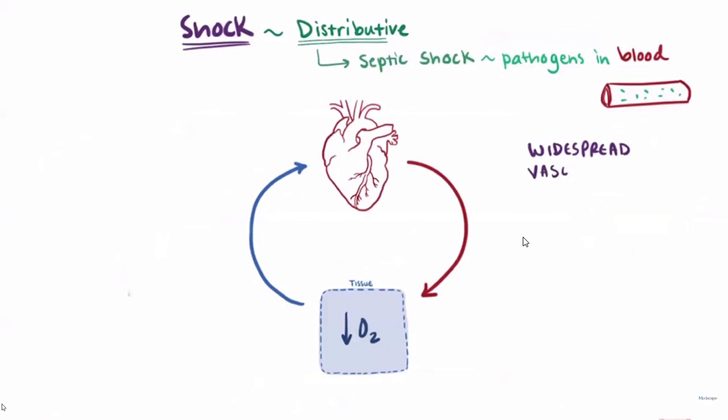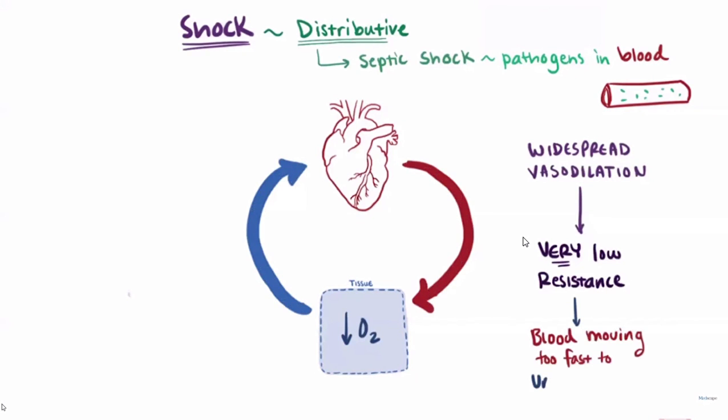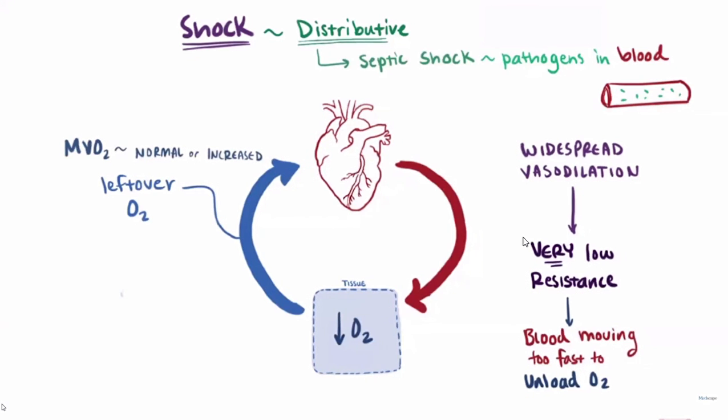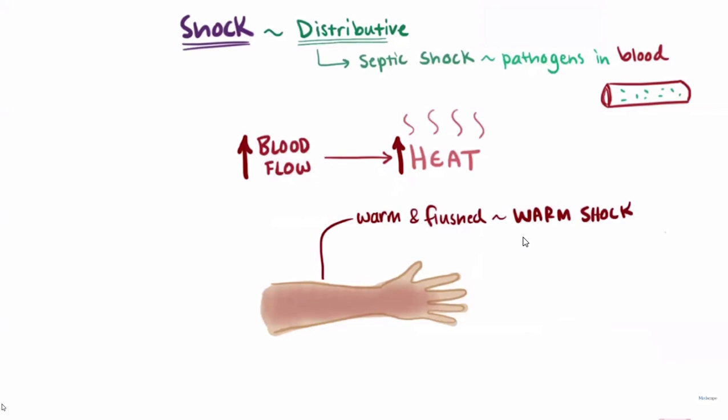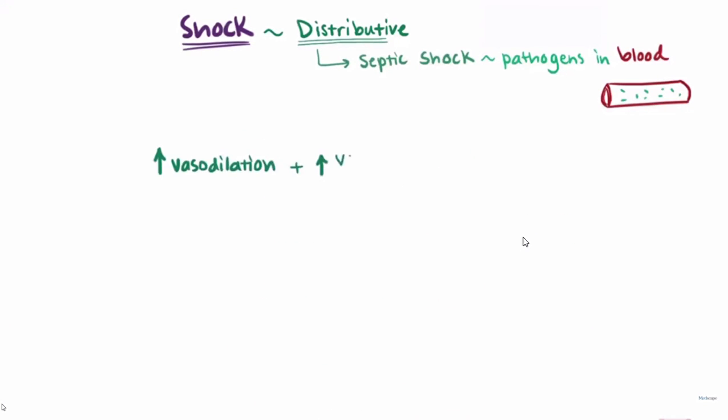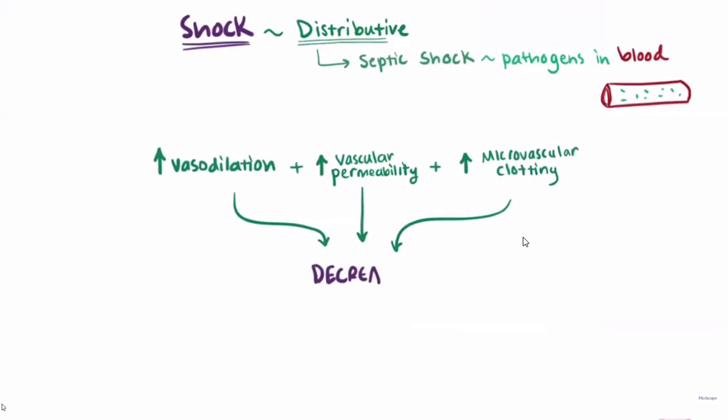Okay, so this widespread vasodilation means very little vascular resistance, and blood doesn't get the chance to unload as much oxygen as it cruises through the vasculature, and it gets back to the right side of the heart with leftover oxygen. So in this case, as opposed to cardiogenic and hypovolemic shock, MVO2 can be normal or even increased. In contrast to hypovolemic and cardiogenic shock, now there's an increase in flow in the peripheral blood vessels, and the skin becomes warm and flushed. So distributive shock is a kind of warm shock. The overall combined effects of widespread vasodilation, increased vascular permeability, and microvascular blood clotting all contribute to decreased perfusion of blood to vital organs.